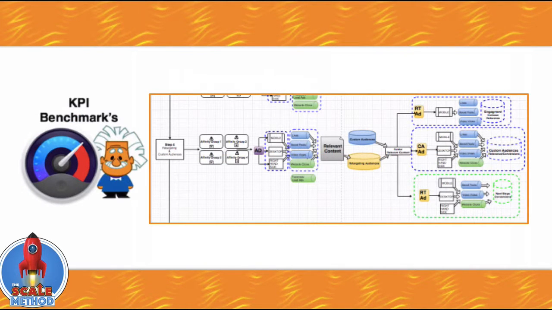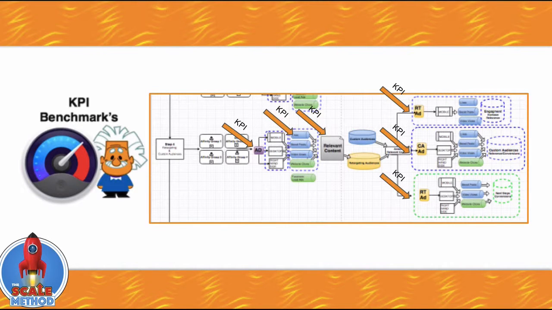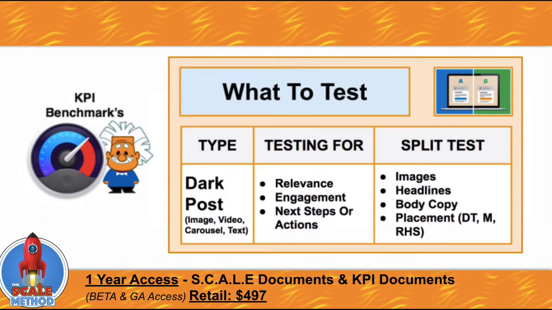See, because each step along the way has a benchmark, these key performance indicators. And remember, there's only a couple of drivers for numbers that make everything else work. Each one of these could have a KPI, a key performance indicator. Well, what you want to know is what do you test for each one of those places you need to know your numbers. What do you test for? Well, we've documented it out for you. So for instance, if you want to test for relevance, we show you what to split test first.